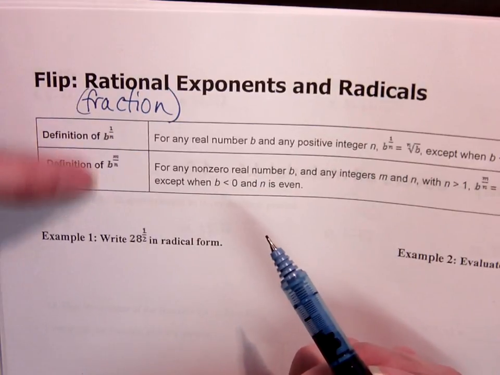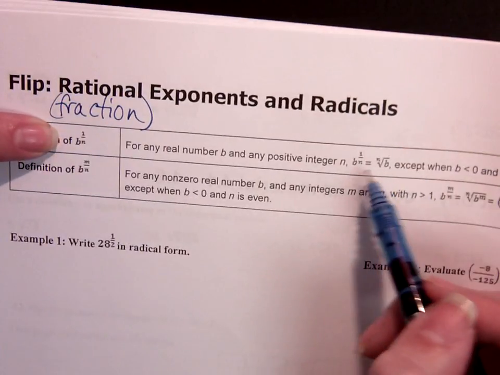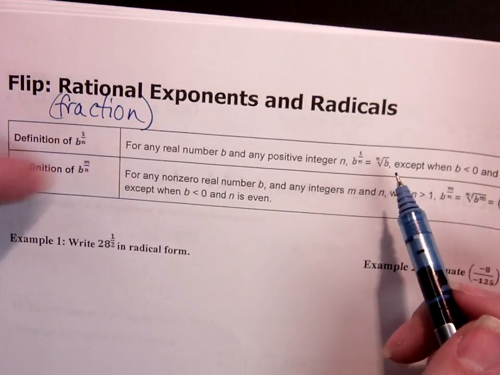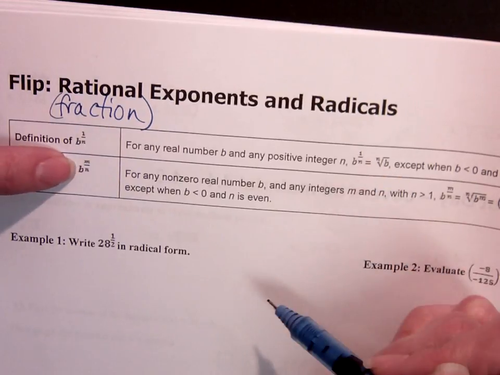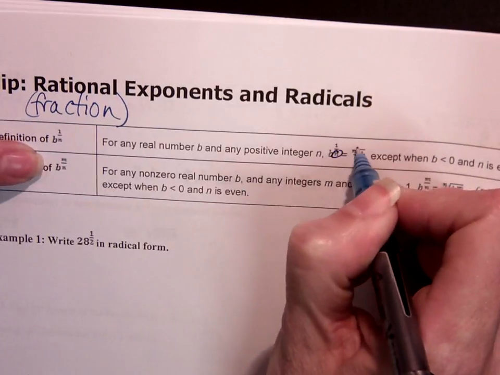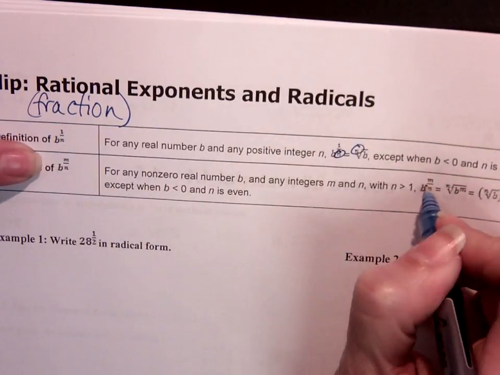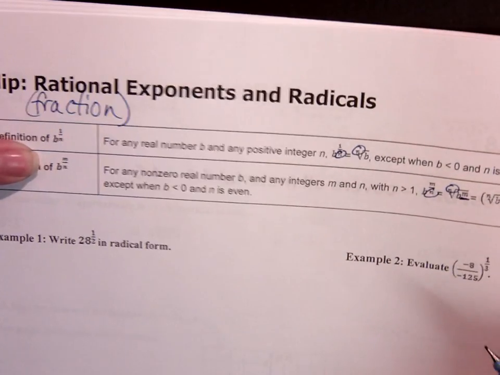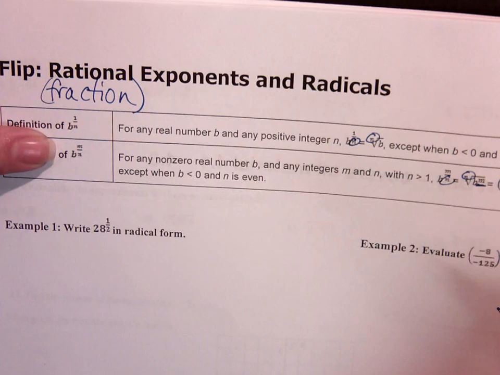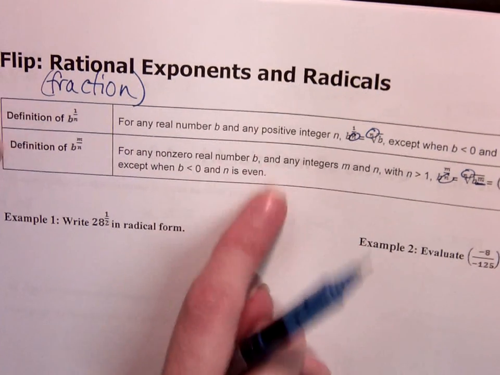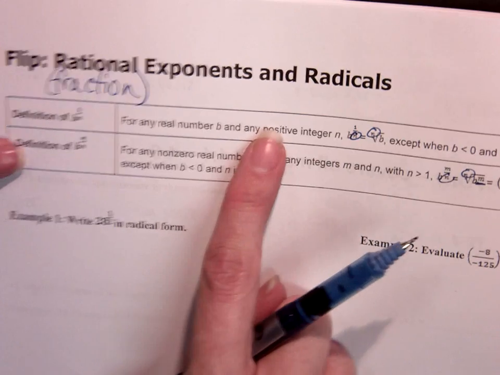So these are a little bit redundant. 1 over n just means we're taking that root of the base. And so by the same extension, when it's m over n, see here n was our index. Here n is still the index, but now we're raising our base to some kind of power. Okay? So they're the same thing. This is just when m equals 1.